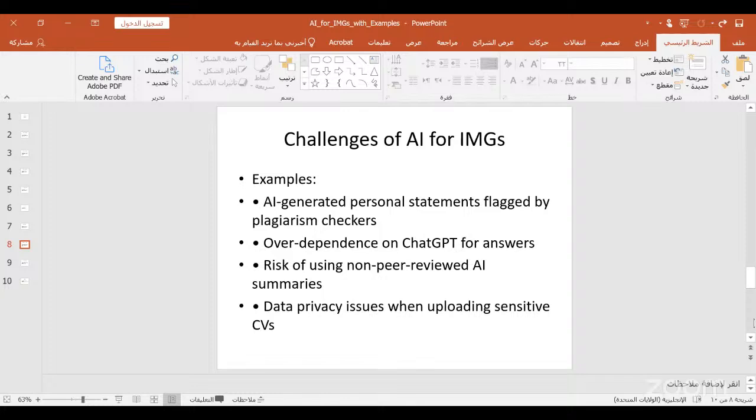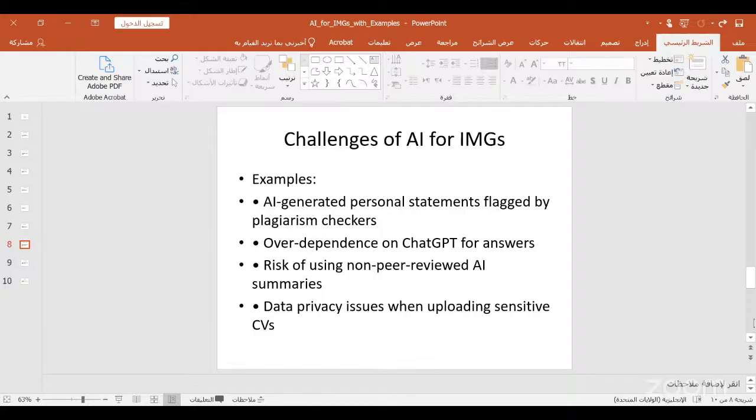And then after that, eventually, we can use AI just for enhancement of the writing itself, not for generating the content. Over-dependence on ChatGPT for answers: for medical knowledge specifically, I don't think that relying on an AI tool at all is a good idea, because AI tools are still under development. So we cannot rely on generating medical evidence directly from ChatGPT.